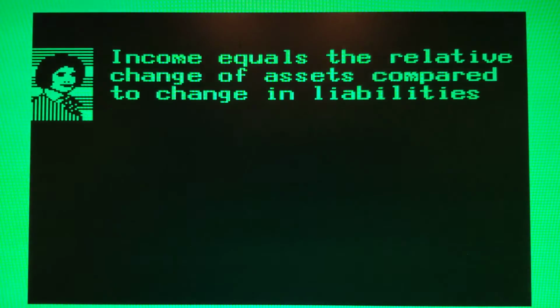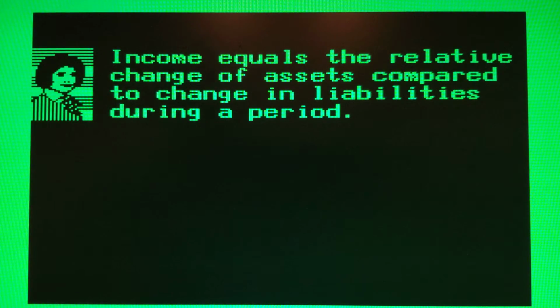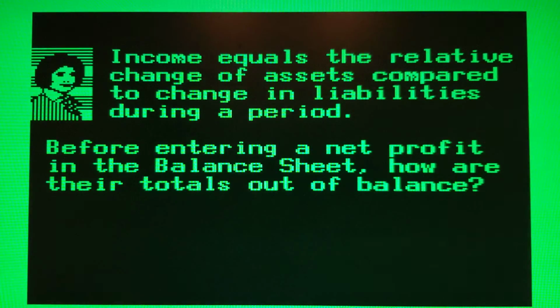It is relatively easy to understand why income must equal the difference between total revenues and the total of the cost of items sold and the expenses during the period. But it is not quite so easy to see why income or profit also equals the relative change of assets compared to change in liabilities during the period. Before entering a net profit in the balance sheet columns of the worksheet, how are their totals out of balance?